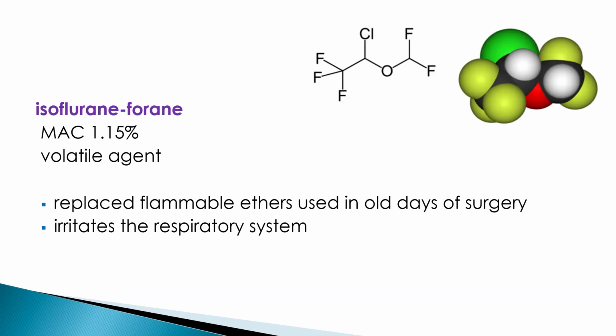Forane used to be the gold standard for intraoperative neuromonitoring. A MAC of forane or isoflurane is 1.15%. It also is a volatile agent. These come in little bottles. They pour it into the anesthesia machine and they're nebulized into a vapor. This is the one that became the most used for a long period of time after they stopped using ether. Forane is often irritating to the respiratory system while intubating.